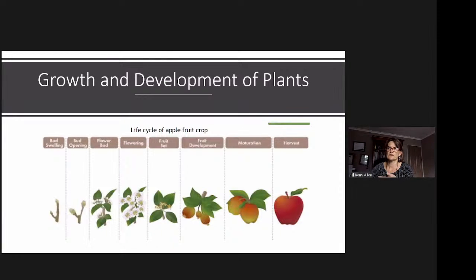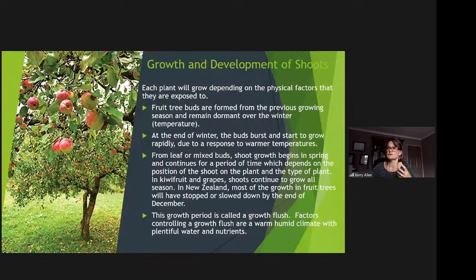So if we look at the growth and development of plant, we need to be able to get it from a young plant right through to maturity, but we're also looking at how the plant grows and matures through to harvest for its fruiting crop. So here is showing you the life cycle of an apple crop. So we need to be able to get shoots to grow.